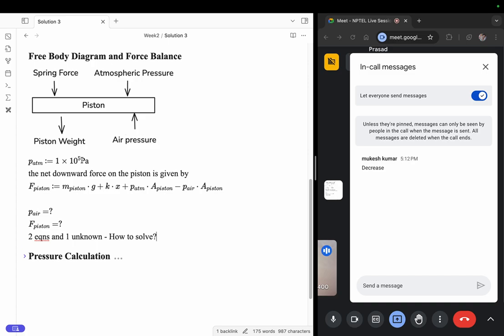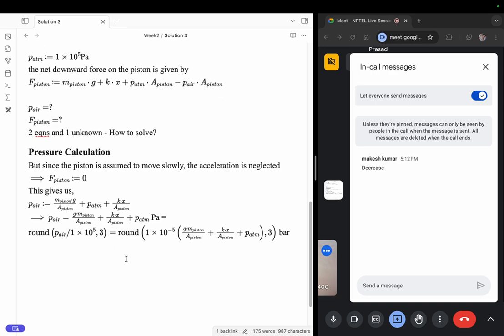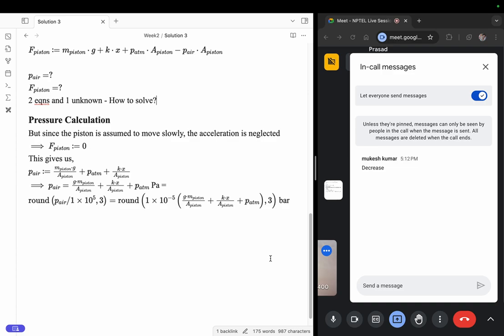So if you consider that, then the force on the piston is mass times acceleration, so acceleration will be 0. So the force will be 0. Once you substitute F equal to 0, you will be able to solve this directly, and then you can directly get the expression. I didn't write the value here, but you can calculate it.